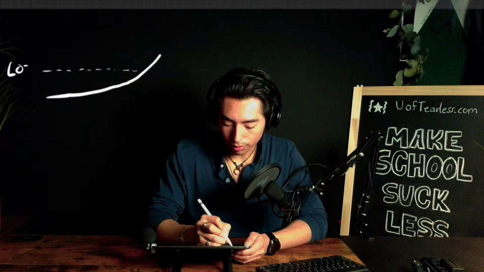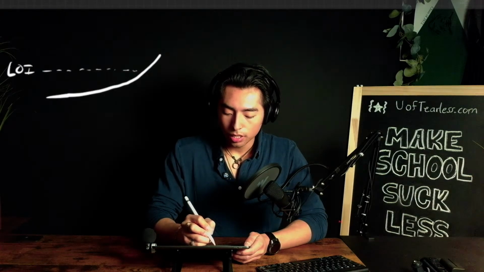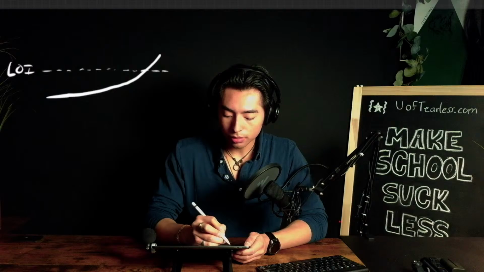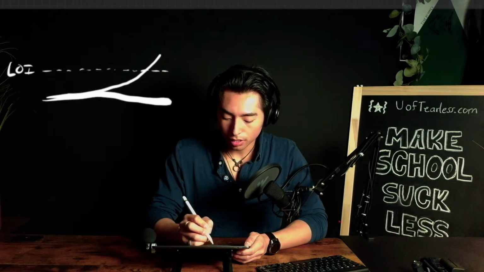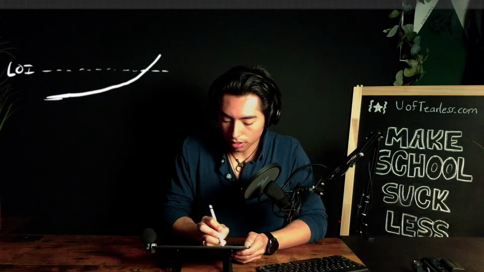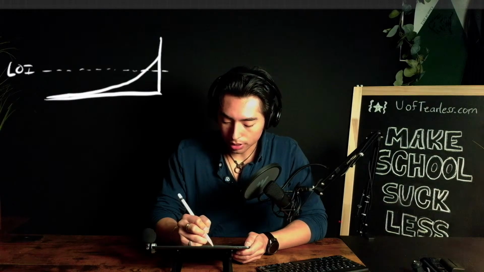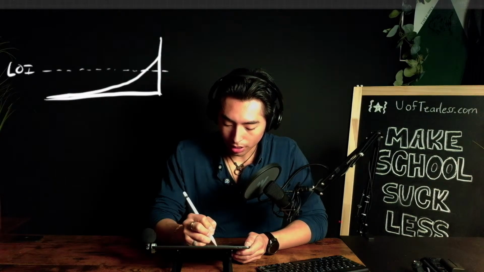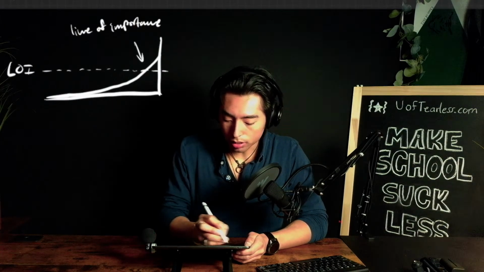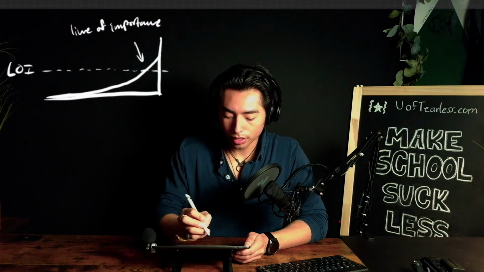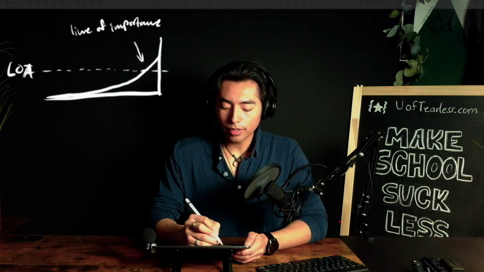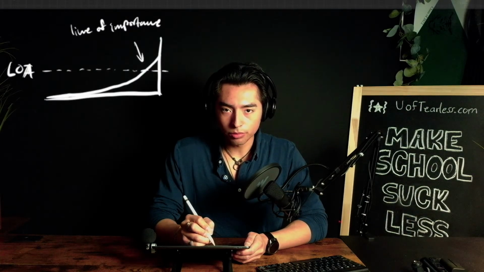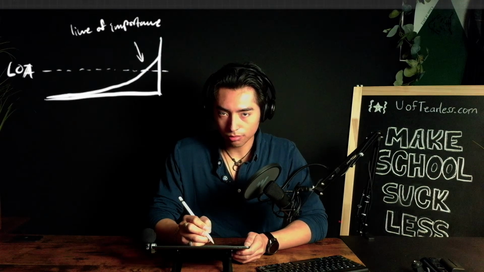Line of importance. You will not work on this project or study or anything until the perceived importance crosses this threshold. This is the line of perceived importance, and this will be the line of action. So until it crosses this line, you won't take action. That's just how your brain works.